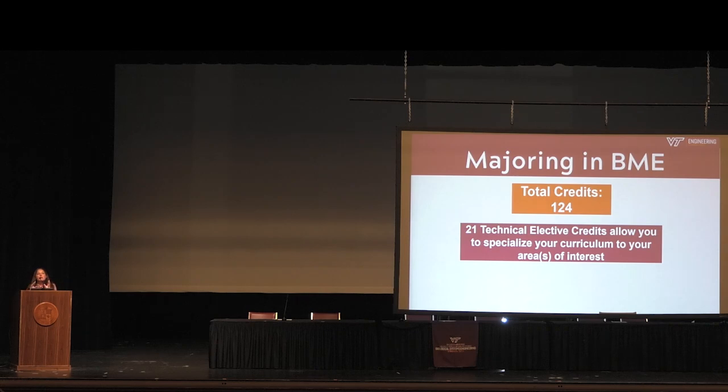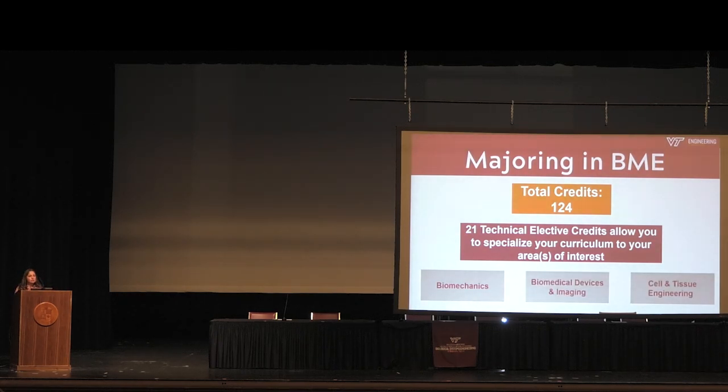We also offer you guidance on how exactly to go about those technical elective choices so that you can really hone your degree to what's going to be best for you. When we talk to our students about the different areas, we sort the technical elective choices into 3 bigger categories. One is biomechanics, another is biomedical devices and imaging, and another is cell and tissue engineering.